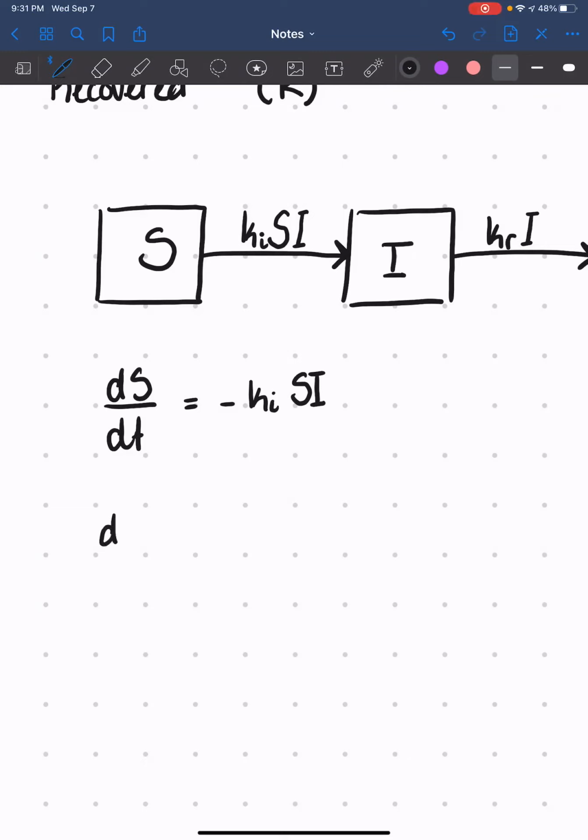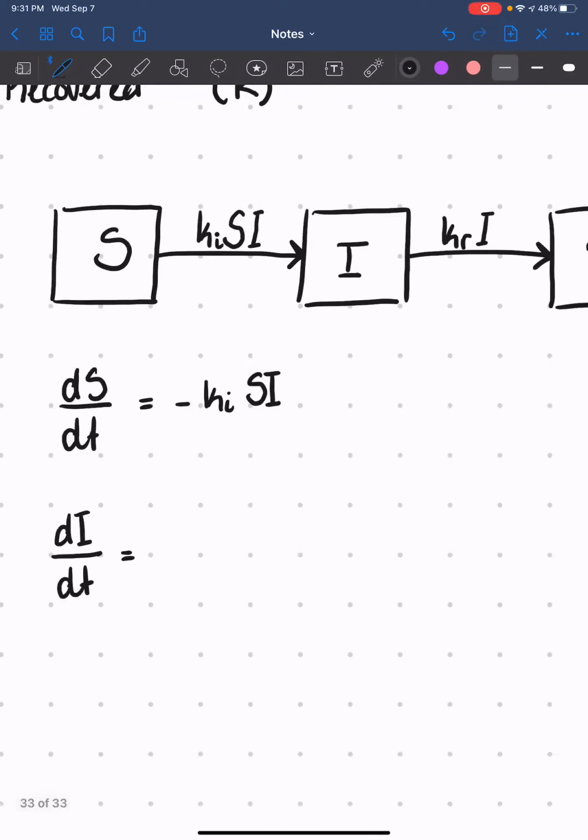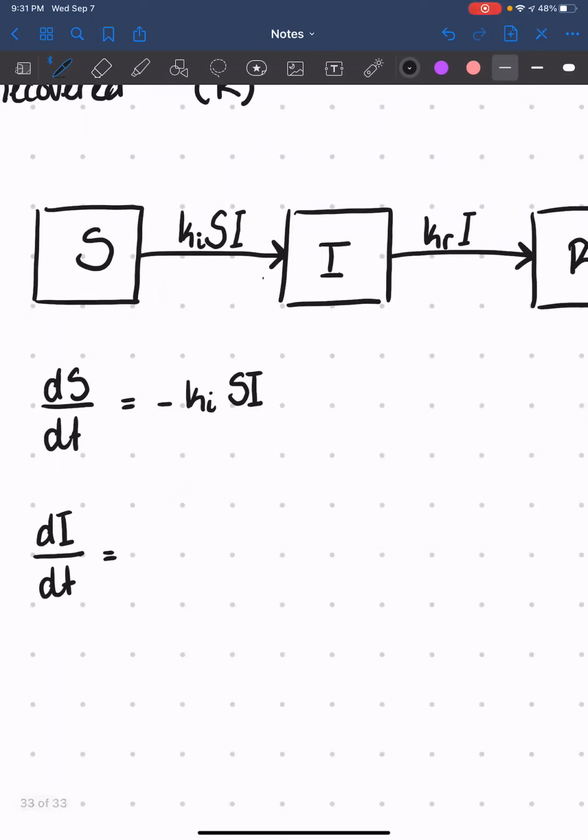And so we can also write an equation for the number of infected people and its rate of change over time, dI/dt. And I has two arrows, and so we want to include both of those. The arrow that is going in is going to have a positive sign. So people are becoming infected. We're getting more people infected. So that will be positive. And then people are leaving the infected group and becoming recovered at some rate Kr that is proportional to the number of infected people.